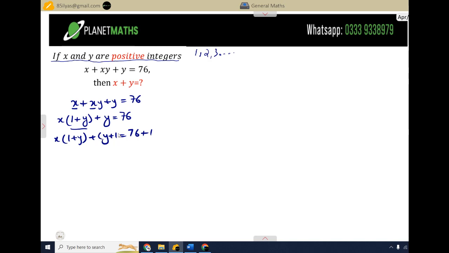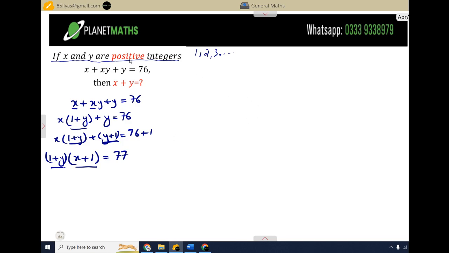Okay, now you can see we can take 1 plus y common from here. From here x will be left, and from here 1 will be left, is equal to 77. Now we have two terms: 1 plus y into x plus 1 is equal to 77.